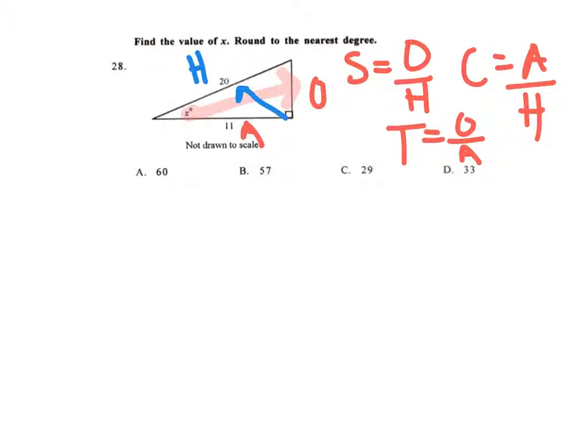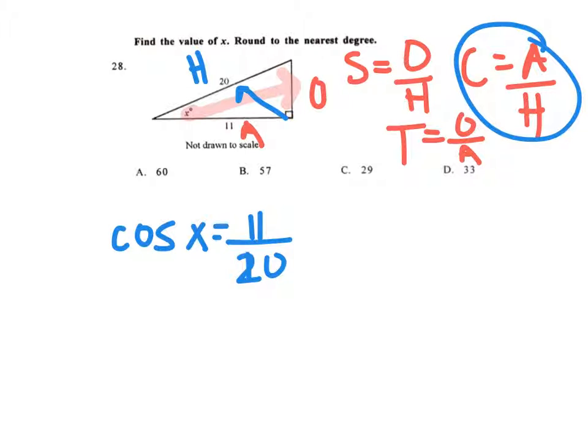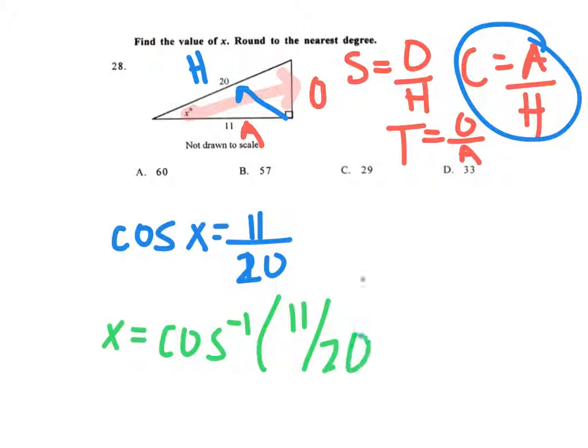I have something on A and H, so I'm going to use cosine. So I know the cosine of my angle, X, equals adjacent, which is 11, over hypotenuse, which is 20. So all I did was use this, and I plugged in all my numbers. Again, we're trying to find X, so to get rid of cosine, we're going to do the inverse cosine. So we have X equals cos -1 of 11 over 20.